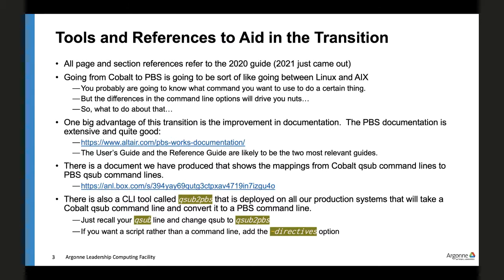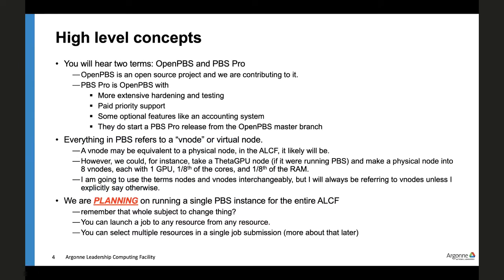All right. So some high-level concepts. You're going to hear two terms out in the world. One is OpenPBS, the other one, PBS Pro, or just plain PBS. So OpenPBS is an open source project, and we are contributing to that. PBS Pro is OpenPBS with some more extensive hardening and testing. You get paid priority support. They add some optional features like an accounting system. We won't be using that accounting system because we have our own.